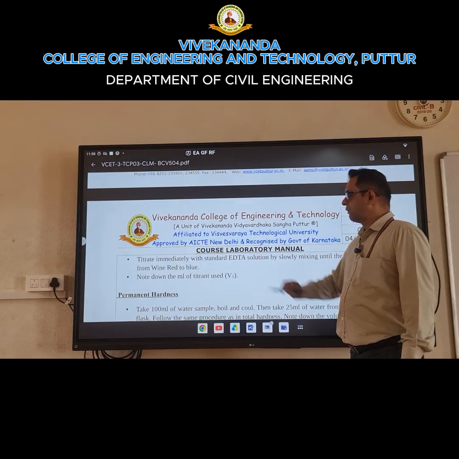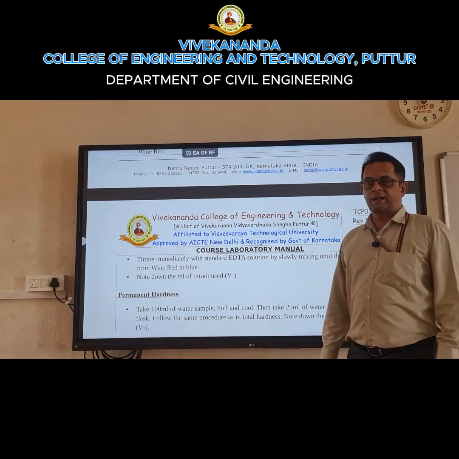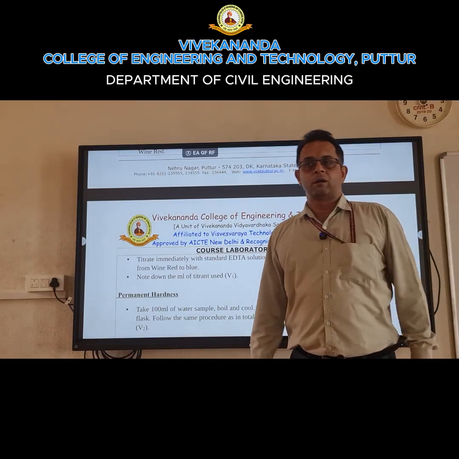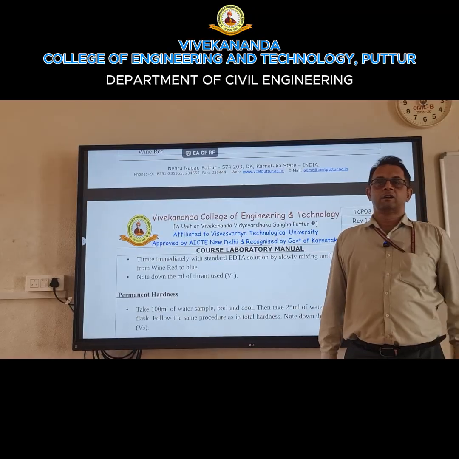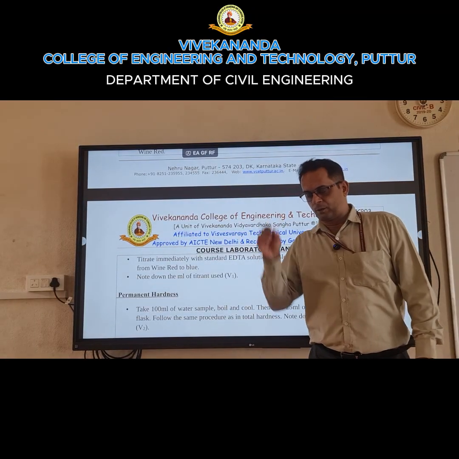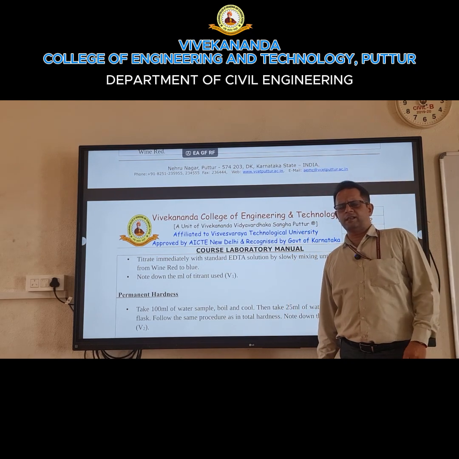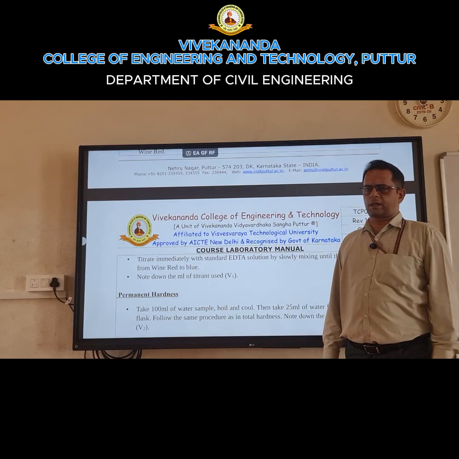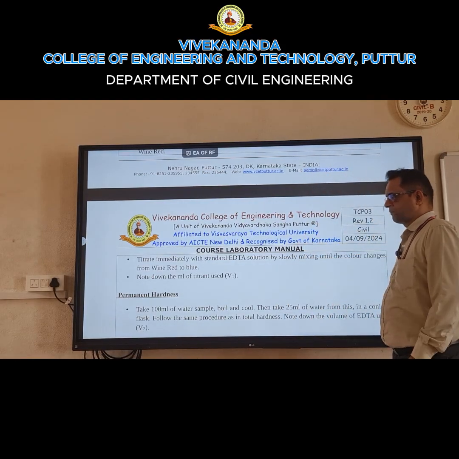Now note down the readings, that is the initial and final reading, for V1. I have to do 3 trials, and V1 is the average of that. Initial reading and final reading are taken using the burette. Then the titration value is the final reading minus the initial reading, for 3 trials. The average of that gives V1.